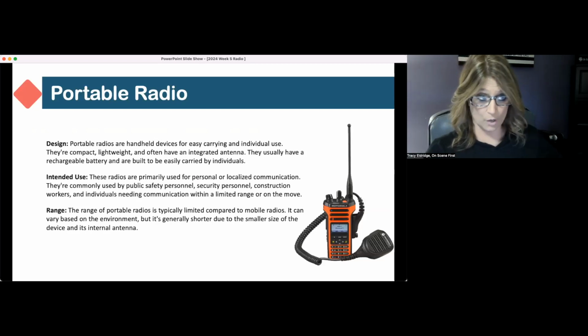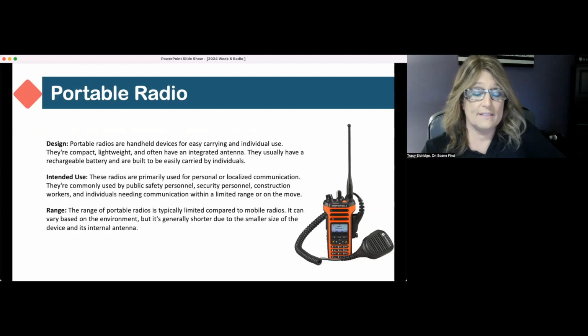The portable radio, they're handheld devices for easy carrying and individual use. They're usually lightweight. The antenna is actually in or on the device. They have rechargeable batteries. They can easily be carried. Their intended use is for personal or localized communication, also used by public safety, etc. Their range is typically limited because they're smaller radios, and it can vary based on the environment.